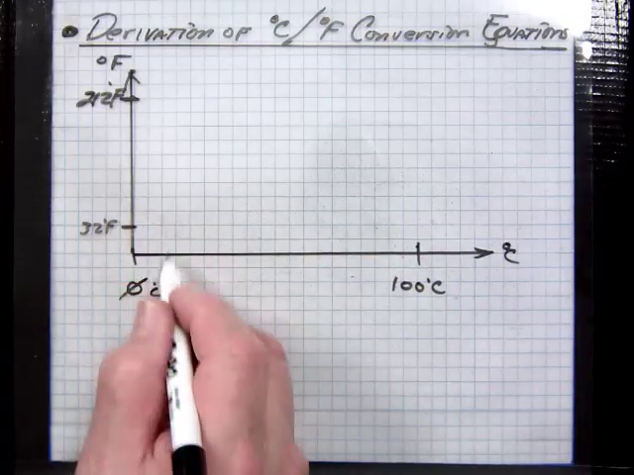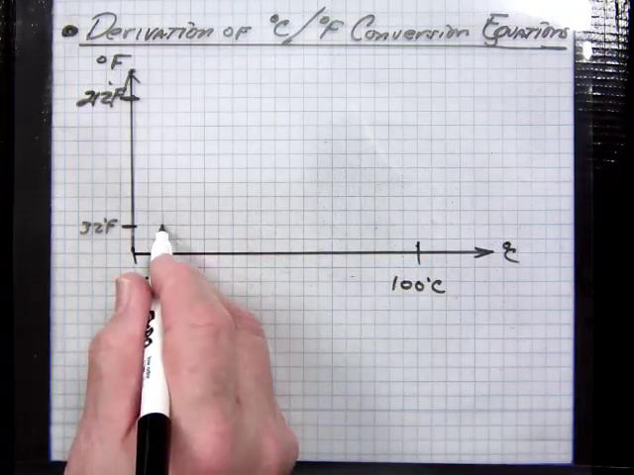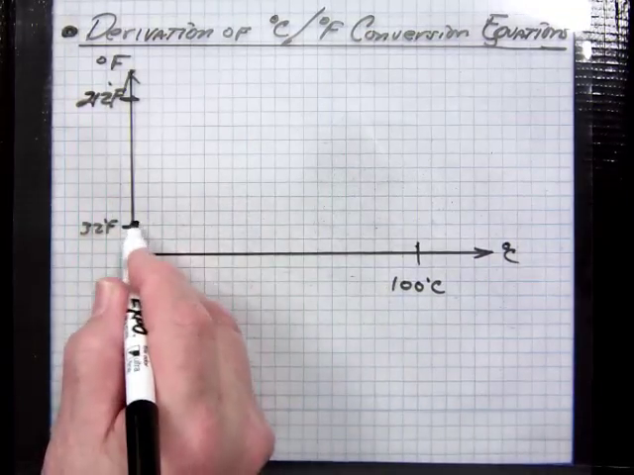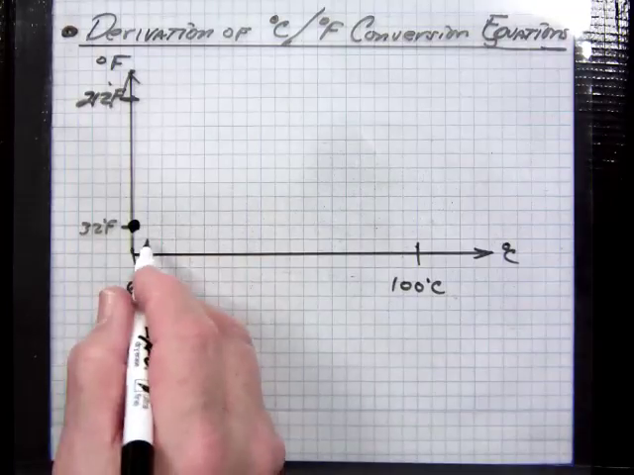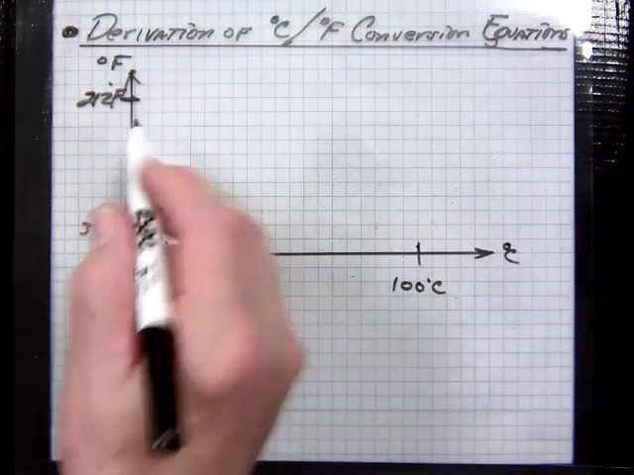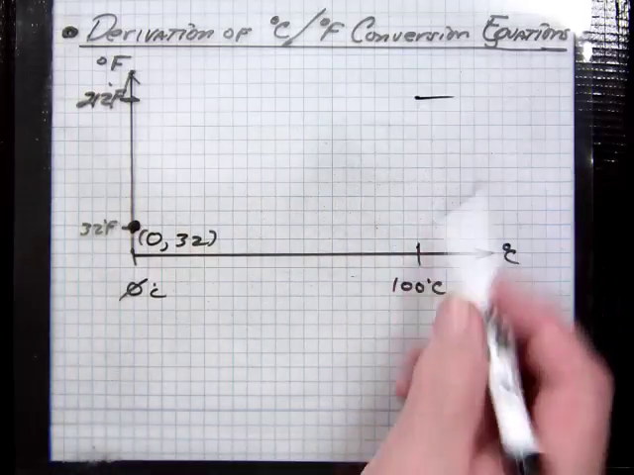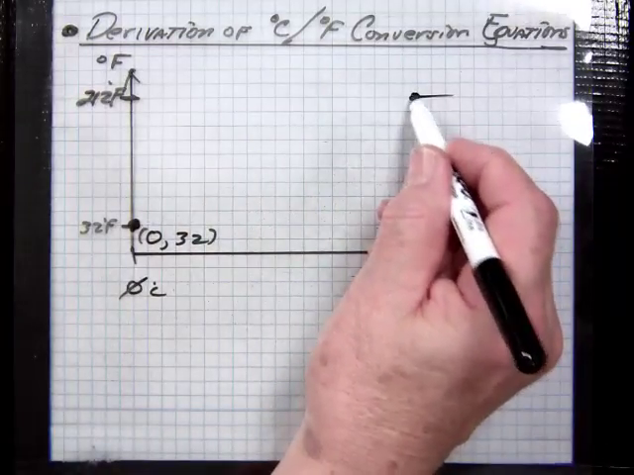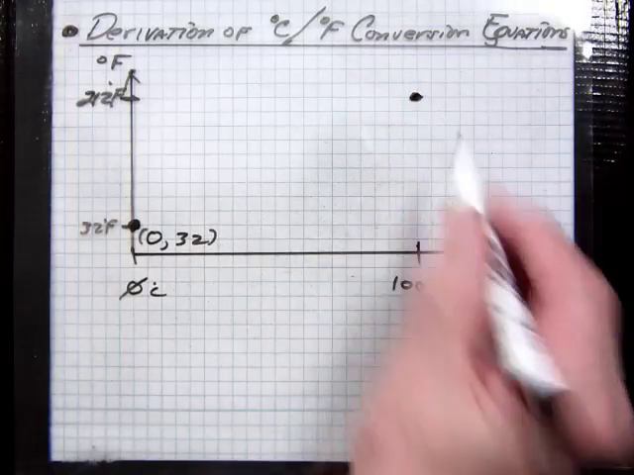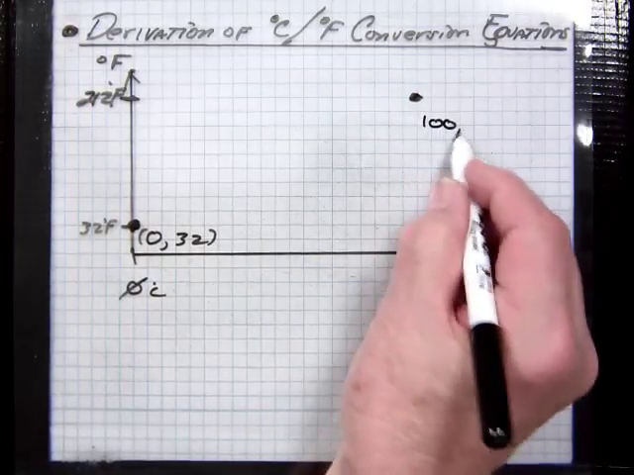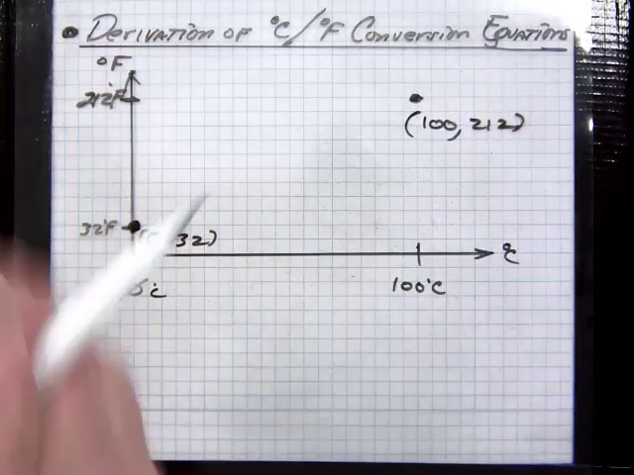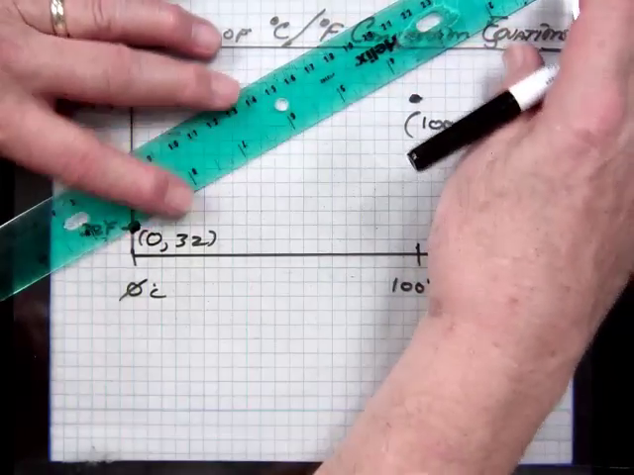So this is 0 and 32, right there. And this one is 100 and 212, right there. And so we draw a line through those two.